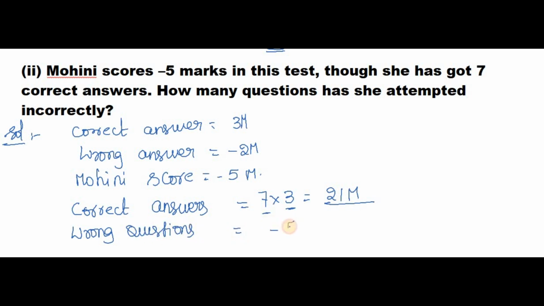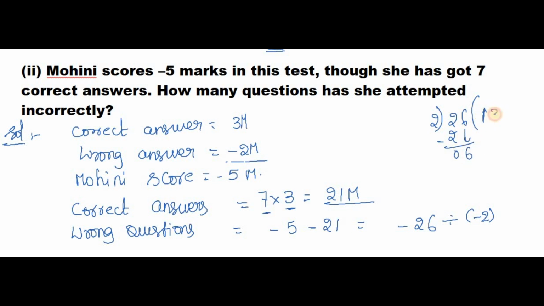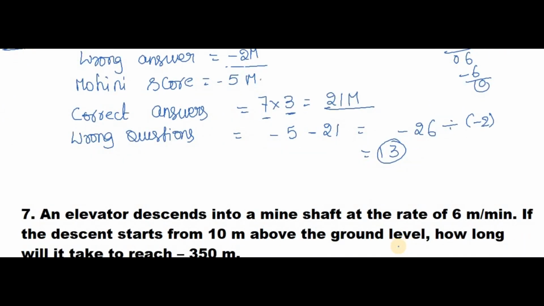So total marks minus 5, minus 21, is minus 26. And of course we already know that each wrong answer carries minus 2 marks. In the 2 table, we get 26: 2 1s are 2, 2 minus 2 is 0, and 6 comes down, 2 3s are 6. And she attempted 13 wrong questions. That is the reason she got minus 5 marks in the test.